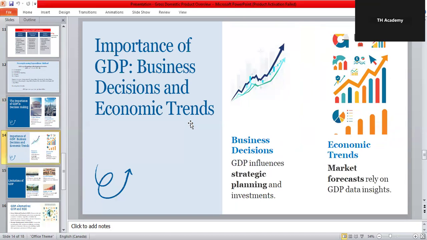Next, importance of GDP for businesses and trends. Businesses also depend heavily on GDP data. When GDP is growing, companies feel confident to invest more, like hiring workers and expanding production. But if GDP slows down, they become cautious, reducing investment or cutting costs. Economists and investors also use GDP trends to predict what will happen in the markets, like whether growth will continue or a slowdown might come. So GDP does not just guide governments; it also helps shape the business world.